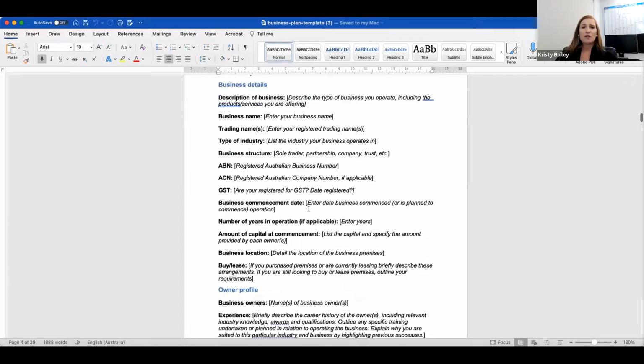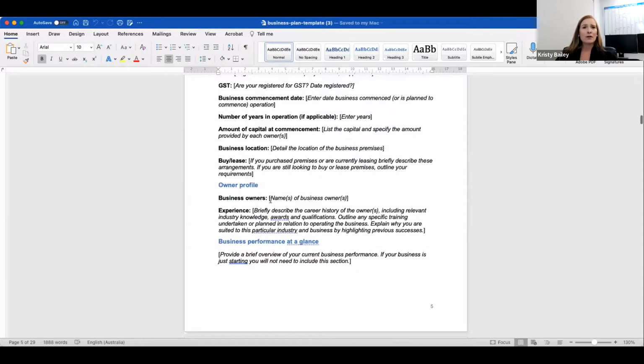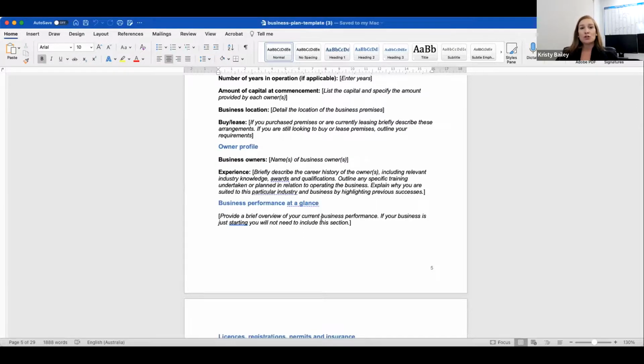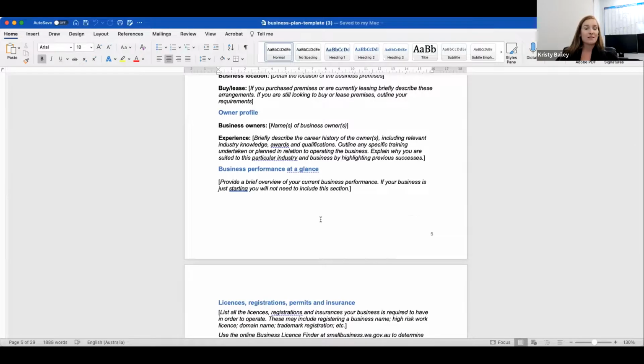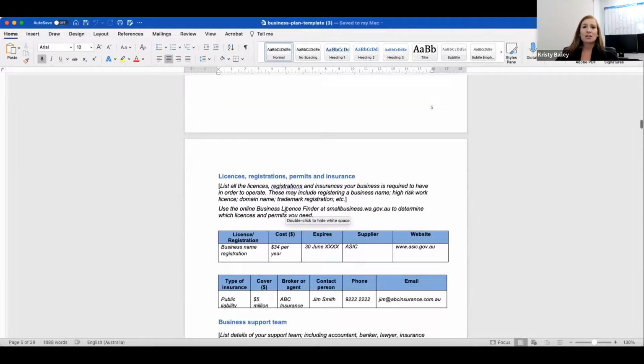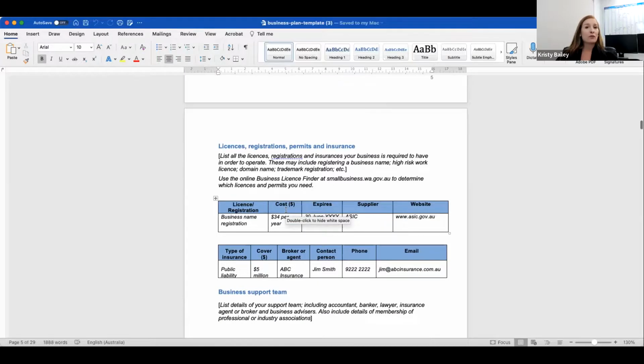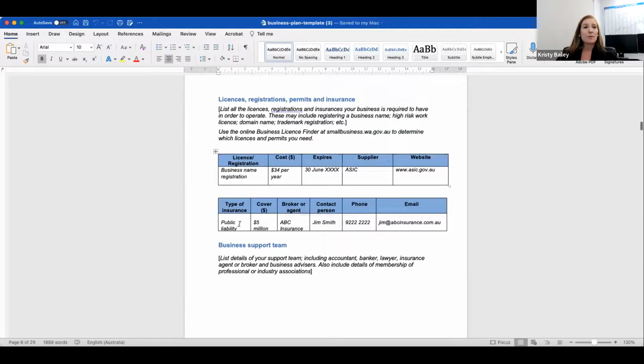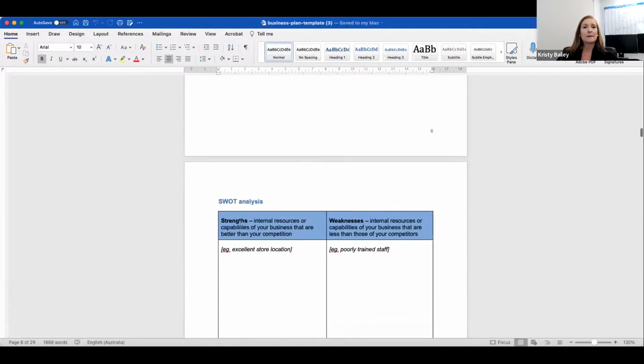So your business profile and all of your individual information, business owners, your experience, you may again want to use supporting documents like CVs and that kind of thing, which you can just note in here. It'll talk through things like licenses, registrations, permits and insurance. It's very important to consider those factors. If they're not relevant to your business, simply remove them, but you may have to go away and do a little bit of research on what is actually needed with your business and then come back.